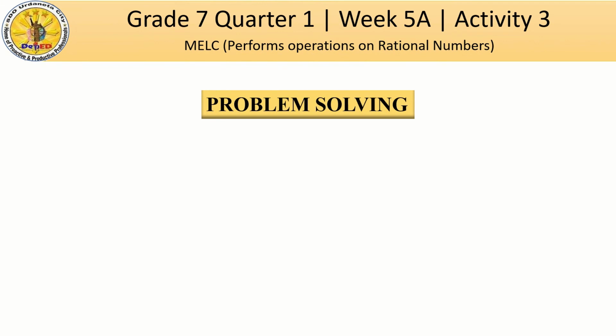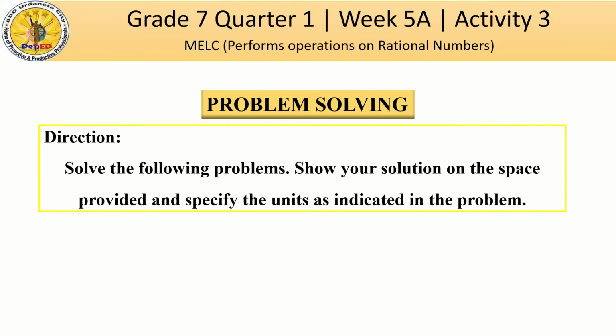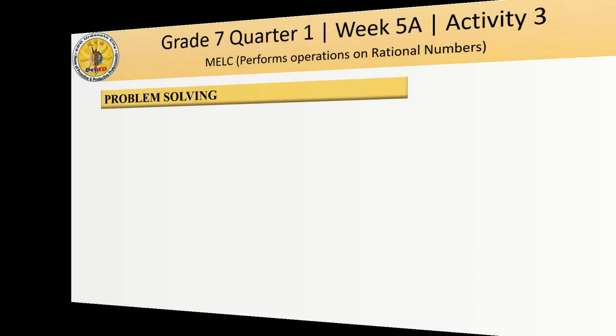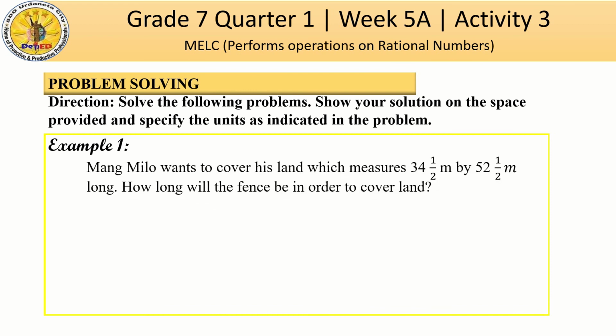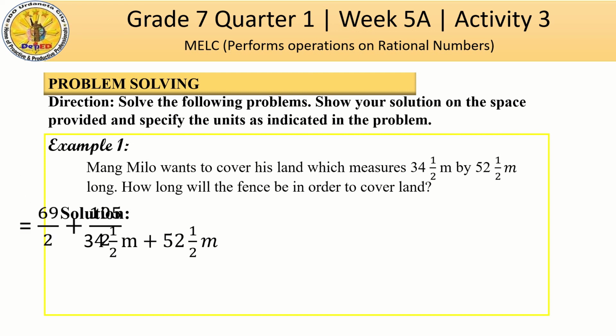So let's now proceed to activity 3, problem solving. Solve the following problem. Show your solution on the space provided and specify the units as indicated in the problem. Okay. Mang Milo wants to cover his land, which measures 34.5 meters by 52.5 meters long. How long will the fence be in order to cover the land? Here is the solution. So we need to add.